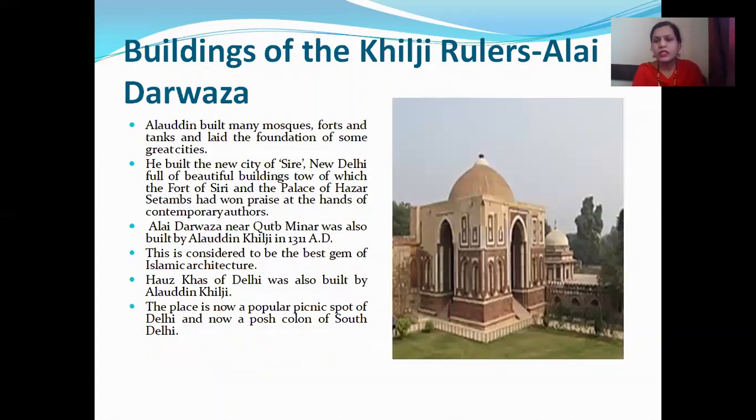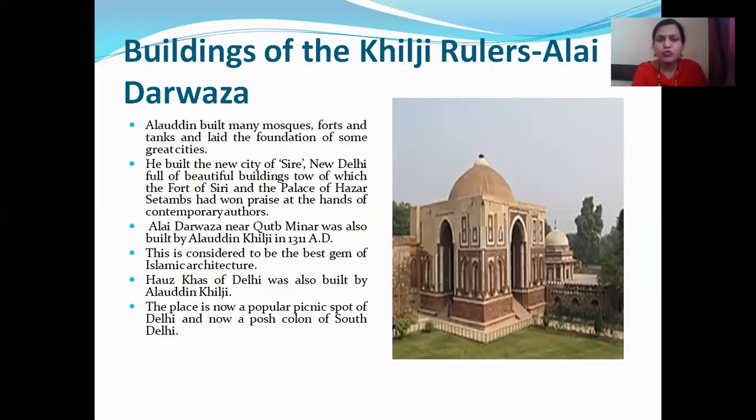The buildings of the Khilji rulers: Alauddin built many mosques, forts, and tanks, and laid the foundation of some great cities. He built the new city of Siri, new Delhi, full of beautiful buildings, of which the fort of Siri and the palace of Hazar Sutun won praise at the hands of contemporary authors.